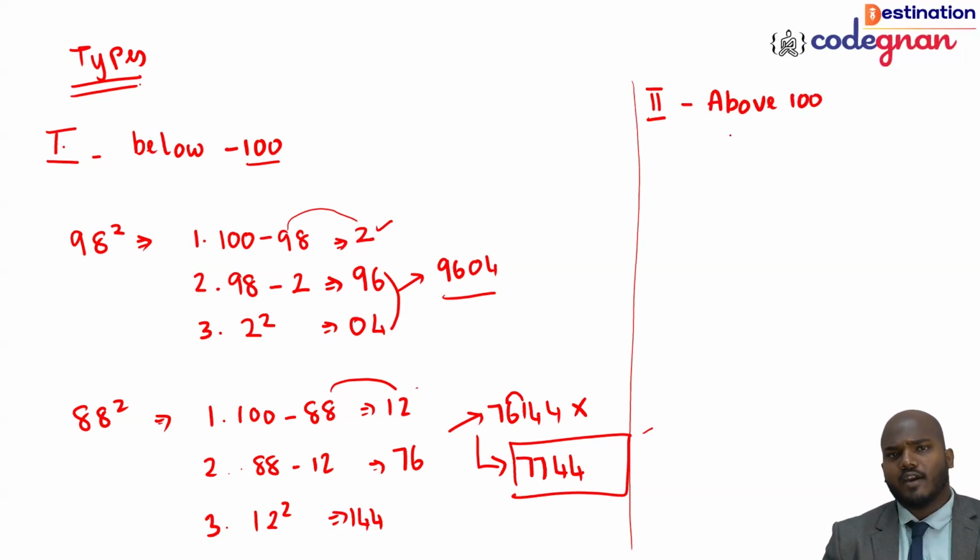You can take any of the values. I'm taking a value like 108 squared. I don't know what the value is. Same as before, there are three steps here.